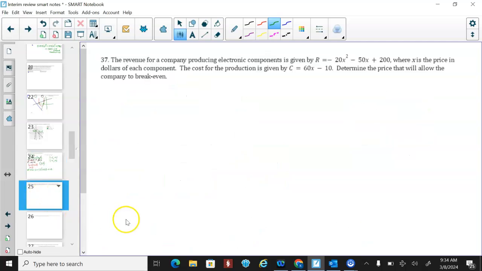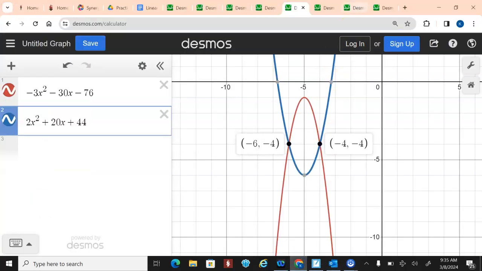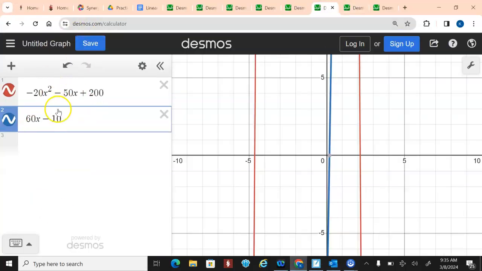All right, this question, 37, the revenue for a company producing electronic components is given by an equation, okay, where X is the price in dollars of each component. The cost for the production is given with this equation. So you got two equations, determine the price that will allow. Again, if you want to equal them to each other and solve for X, absolutely, and for Y, I am going to save time to help you, and I will graph it. You graph both. This is a linear equation. This is a quadratic equation.